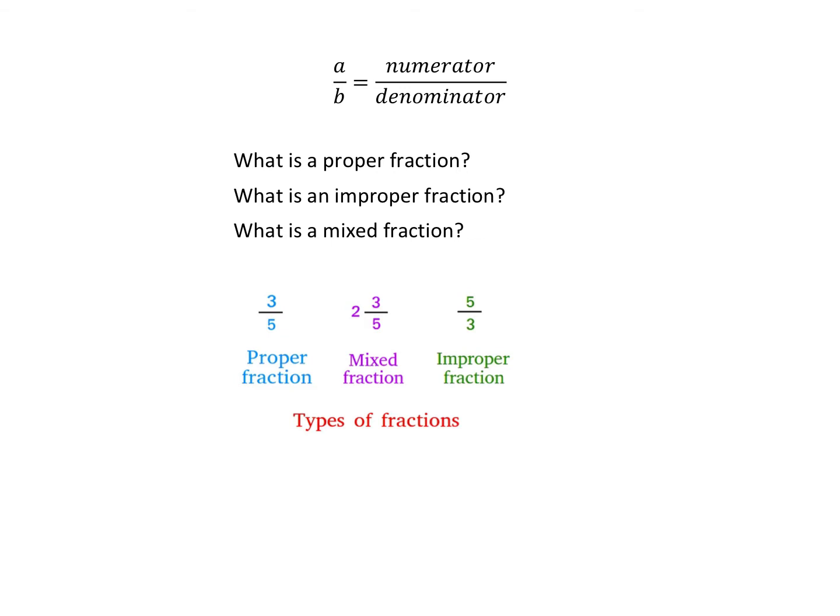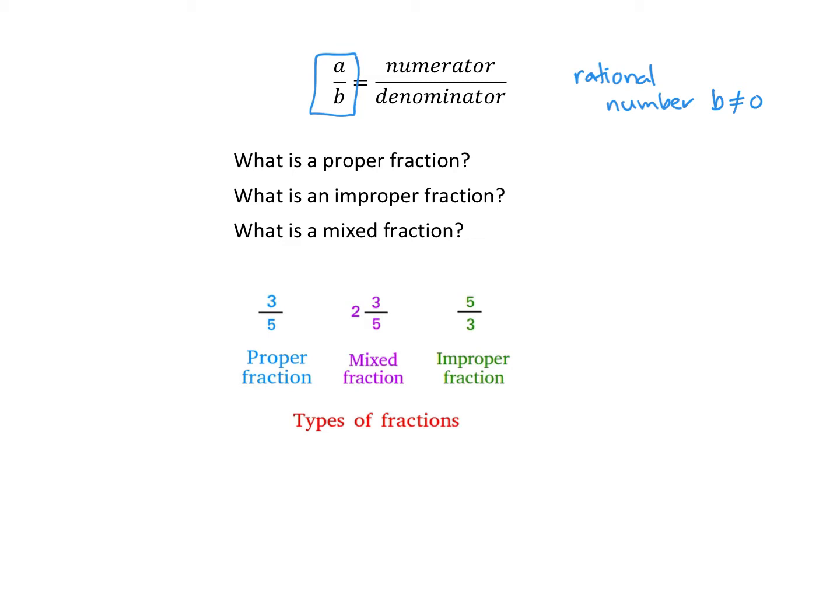So when we talk about a fraction, it has a numerator and a denominator. The mathematical term for a fraction is a rational number, and the only restriction we have is that the denominator cannot be 0 because we can't divide by 0. So fractions are always in the form a over b, where a is the numerator and b is the denominator.